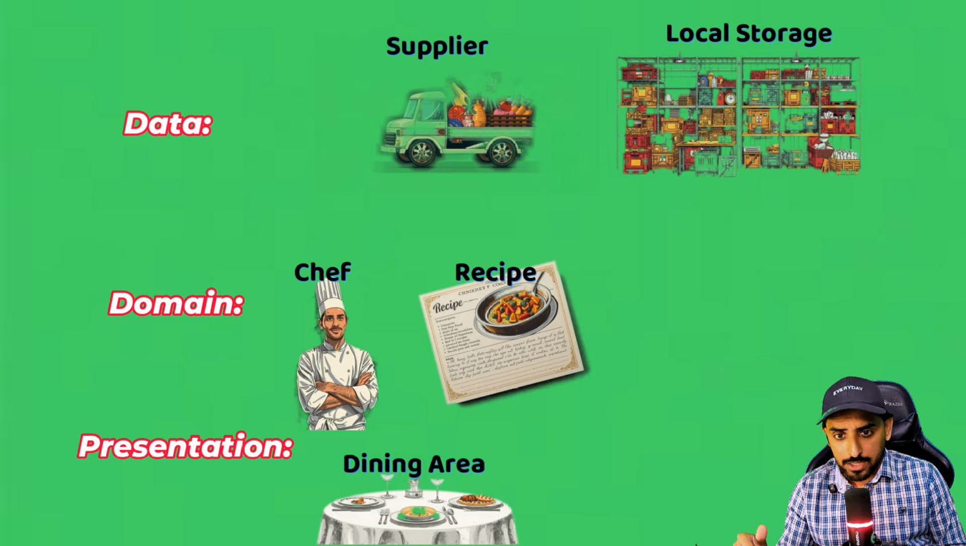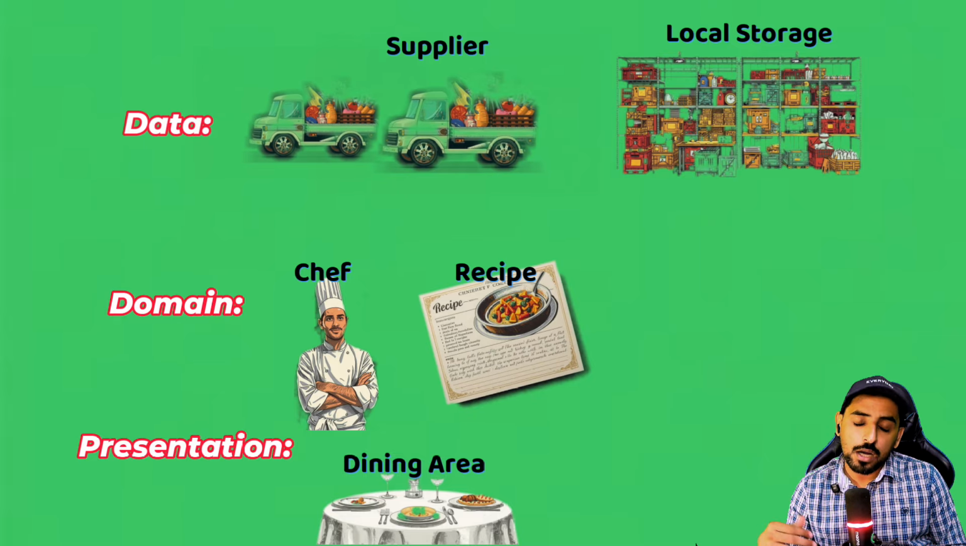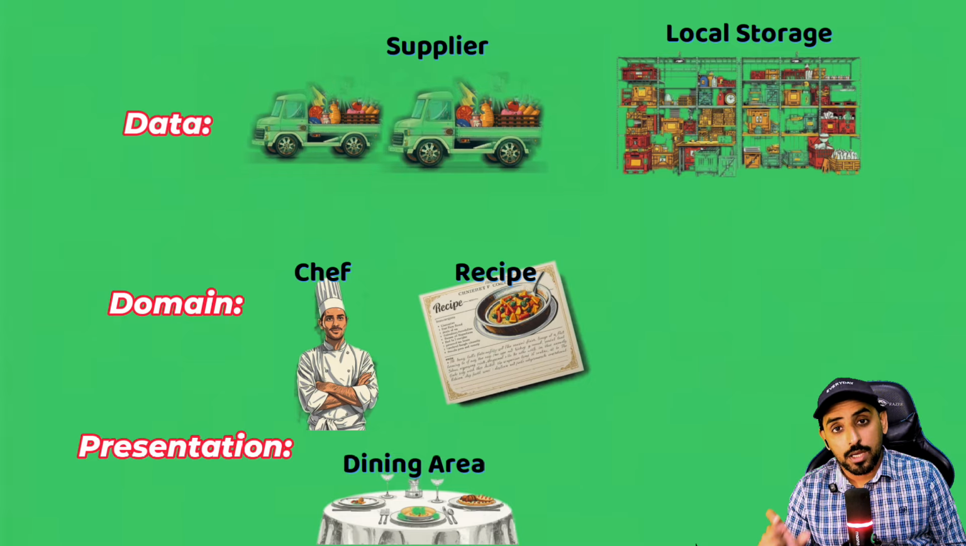And it doesn't matter, you can change the supplier at the end of the day. Maybe you are getting ingredients from supplier 1, now you can go to supplier 2 and ask for the same ingredients. It will not impact the way the food is being made, right?